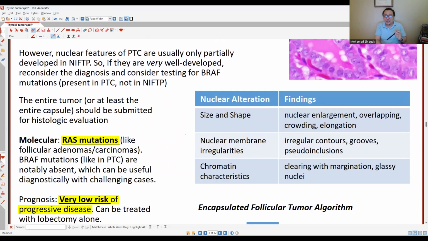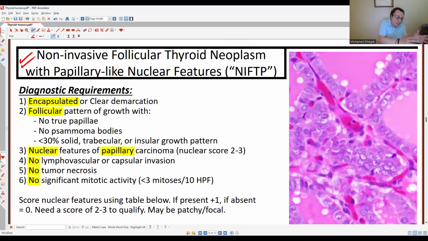So they go ahead and send it for molecular, but the molecular comes back RAS mutation and no BRAF. BRAF is notably absent. So RAS makes it more towards which entity? Let me ask you this question. Follicular. Yeah, follicular. So it's follicular by molecular, but it's papillary by histology. And if it's follicular, there is no capsular invasion, so it would be follicular adenoma. So in this case, it has the features of follicular adenoma, and it also has the features of papillary thyroid carcinoma, but molecularly, it's more of a follicular flavor.